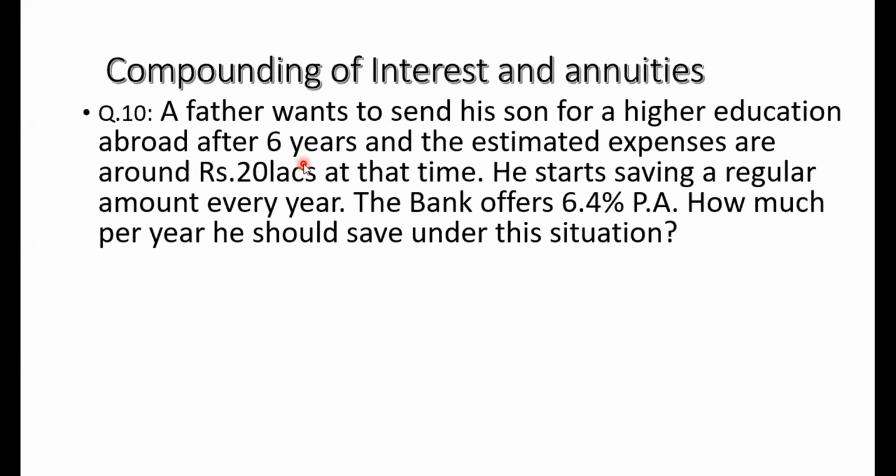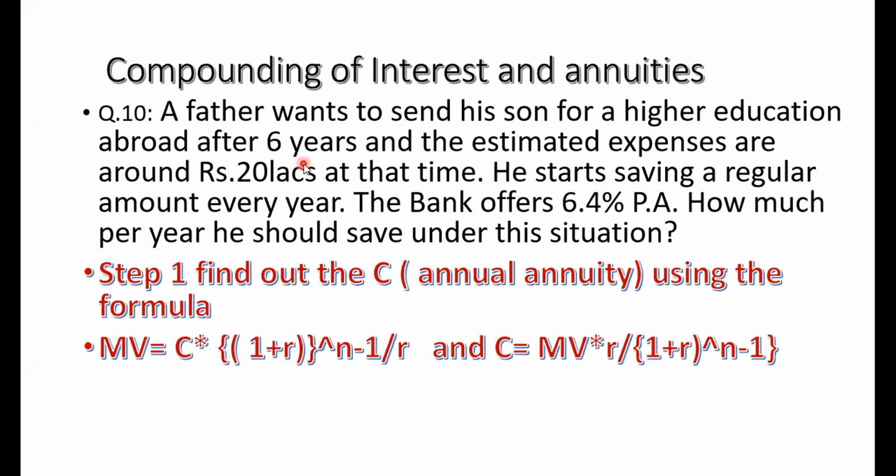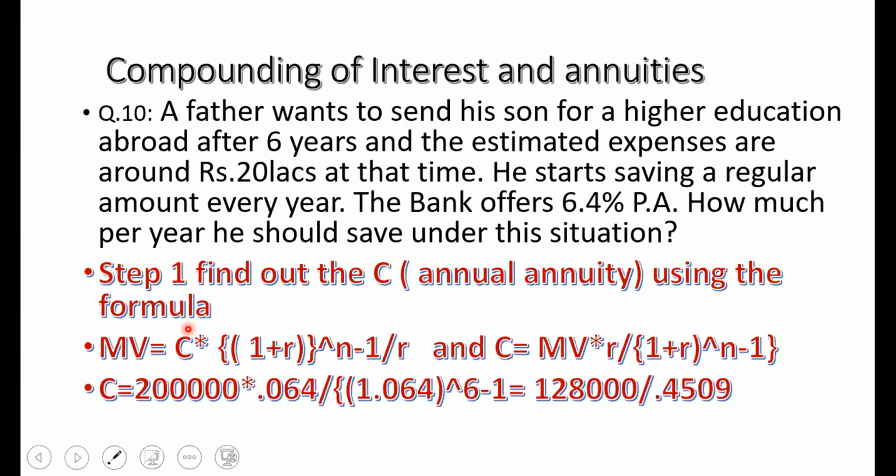There he deposited every year, and you found how much he gets at the end of the stipulated period. Both questions are interrelated. You are now coming in the reverse. Remember the same formula. Here you have to find out C. There you found out MV. Here you are going to find out C. That's the only difference. Now MV is ready. MV is 20 lakhs.